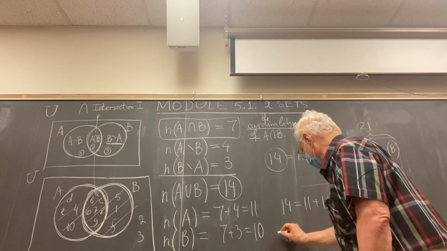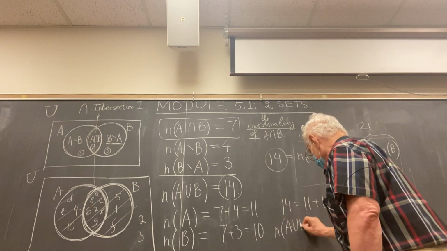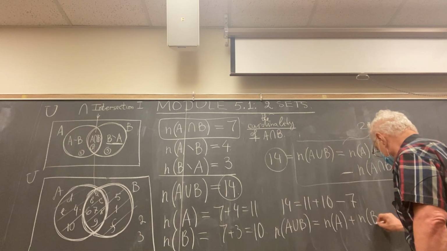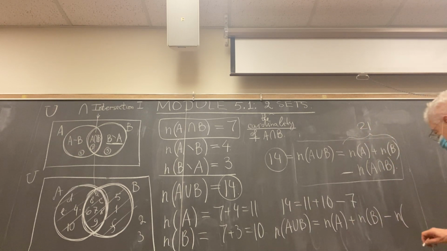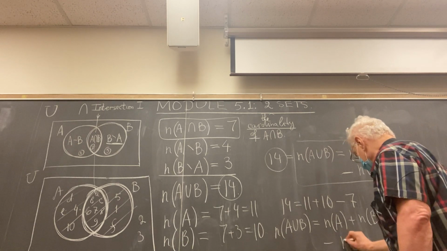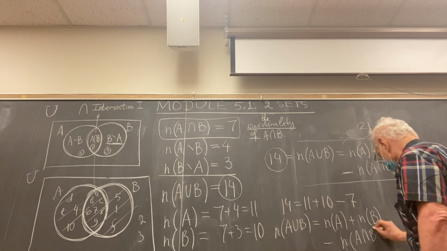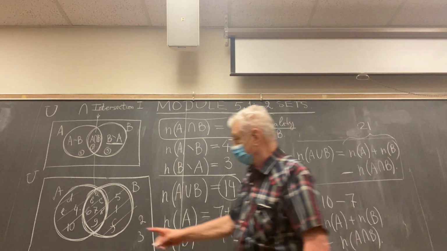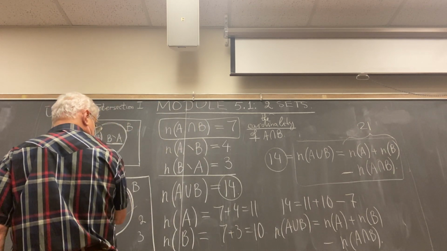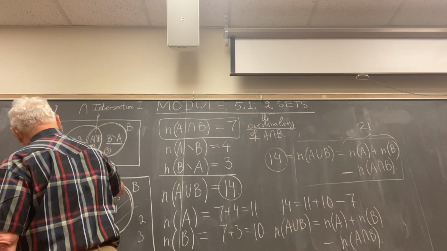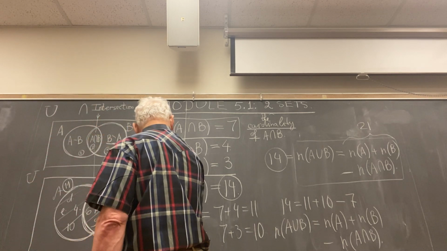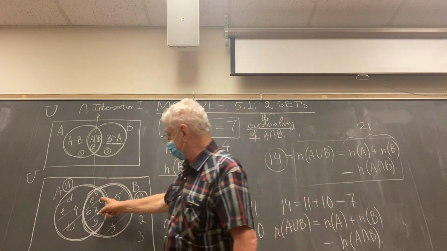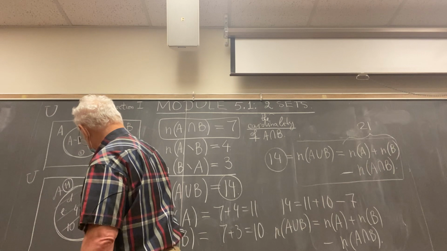Or let us write the formula: n of A union B equals n of A plus n of B minus n of A intersection B. So A has 11 elements, B has 10 elements. The cardinality is 11 and 10, and the intersection has 7.